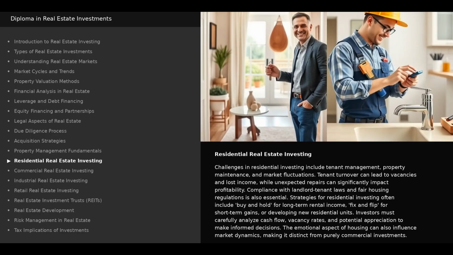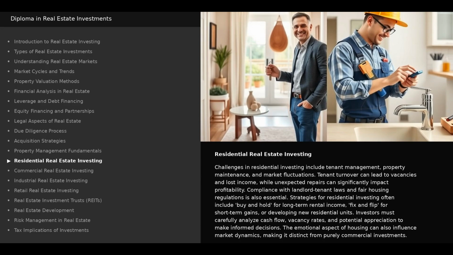Challenges in residential investing include tenant management, property maintenance, and market fluctuations. Tenant turnover can lead to vacancies and lost income, while unexpected repairs can significantly impact profitability. Compliance with landlord-tenant laws and fair housing regulations is also essential.